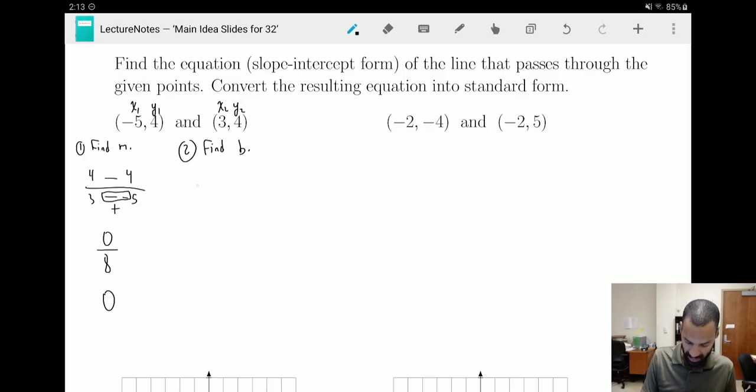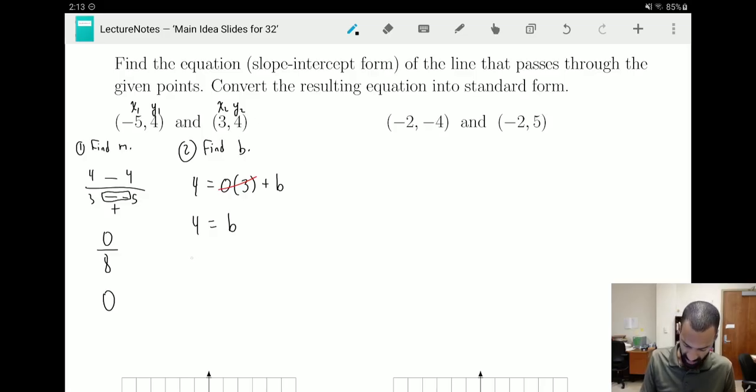Okay, well, keep in mind y equals mx plus b, so let's plug in one of these points. Let's go with 3 comma 4. So whenever y is 4, x is 3. 4 equals m, 0, x is 3 plus b. We already talked about it. Whenever you have 0 times a term, it cancels out. So you end up with 4 equals b. So we found b. b is 4.